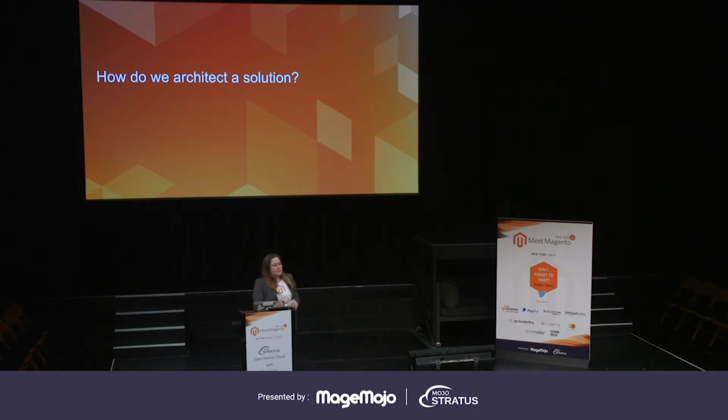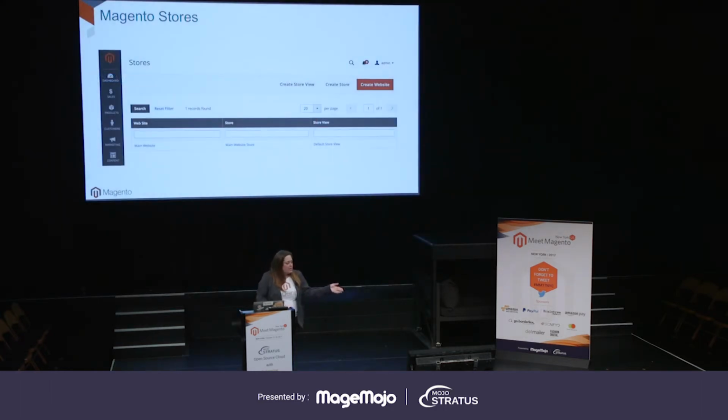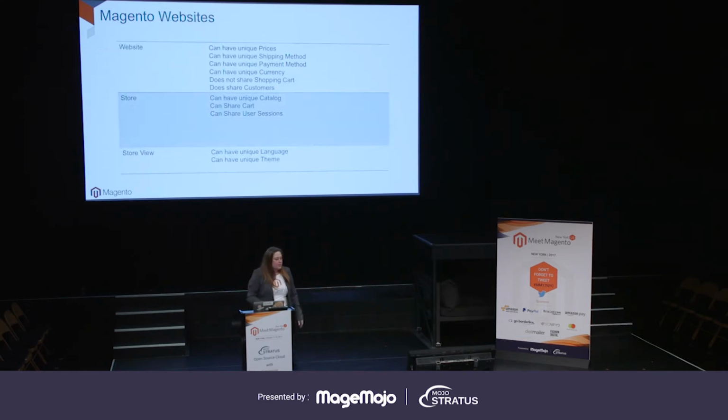So how do we architect this solution? What does that look like? So we know Magento supports multiple stores, multiple websites. This is the admin view. And we need to know the requirements of those. So for multiple websites, you can have unique prices, shipping methods, and payment methods. You can have unique currency, but websites don't share shopping carts. They can share customers. It's a setting. You can choose to or not.